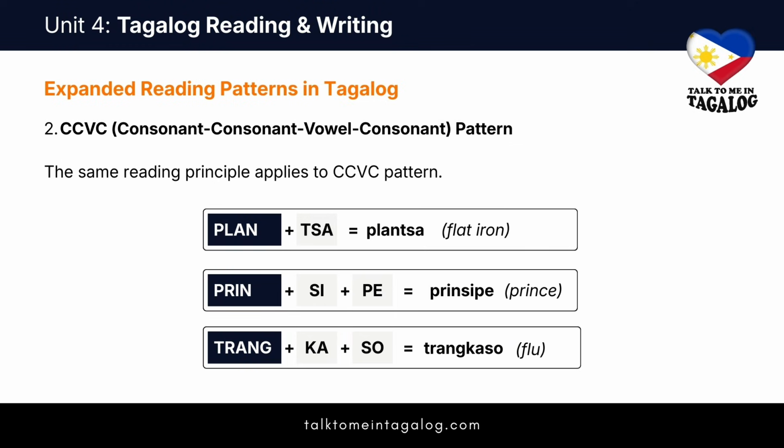Now that you've practiced CCV words, let's move on to the next expanded reading pattern, the CCVC, or Consonant-Vowel-Consonant. Here, a syllable starts with a consonant cluster followed by a vowel and ends with a consonant. This gives the syllable a full, slightly longer sound compared to CCV. CCVC words often come from borrowed Spanish or English words, but don't be scared. The same reading principles also apply. You can break them into syllables to make them easier to read. Let's go through some examples.